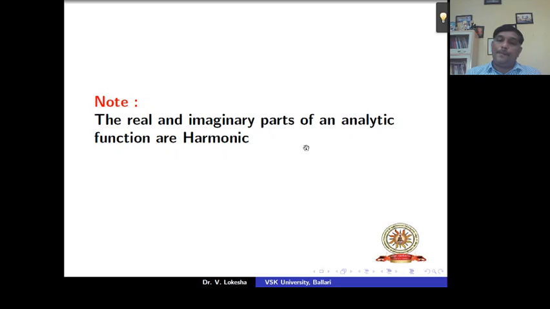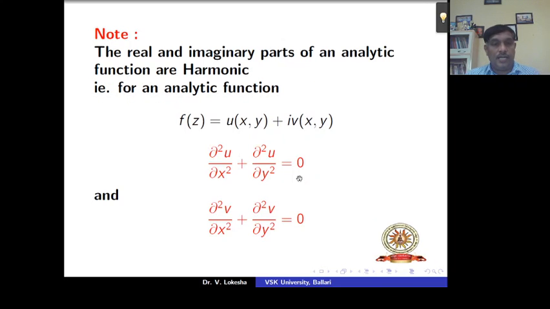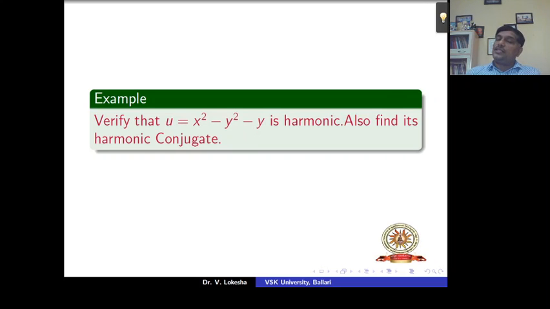The real and imaginary parts of analytic functions are always harmonic. For a function of the form f of z is equal to u of x comma y plus i into v of x comma y, dou square u by dou x square plus dou square u by dou y square is equal to 0, and dou square v by dou x square plus dou square v by dou y square is equal to 0. This is the verification. We will do some examples related to harmonic functions.